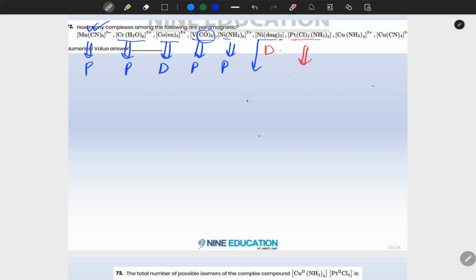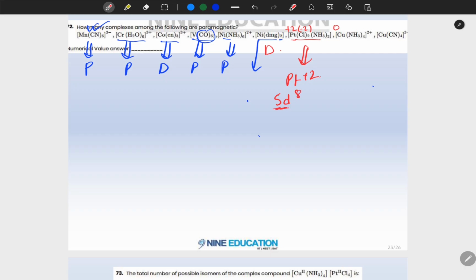So again, platinum is present in +2 oxidation state, right? Because the overall charge of the complex is actually 0. So platinum is present in +2 and chlorine -2 charge. So overall the charge is 0. So platinum +2 basically signifies 5d8.